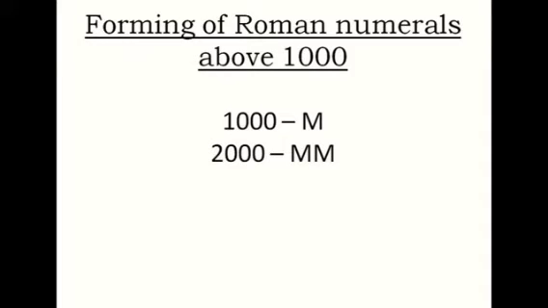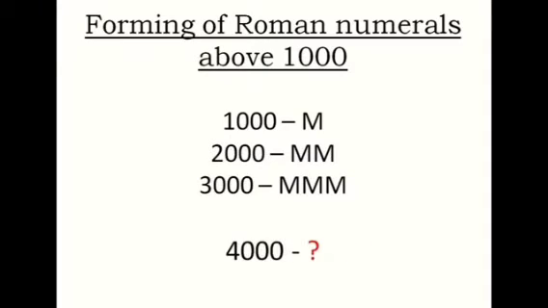For 3000, we will write M 3 times. So 1000 means M. 2000, we will write M 2 times. For 3000, we will write M 3 times. Now, my question is how to write 4000.